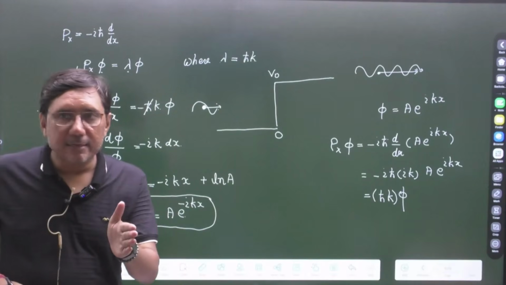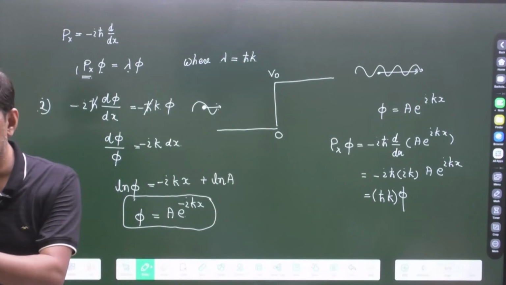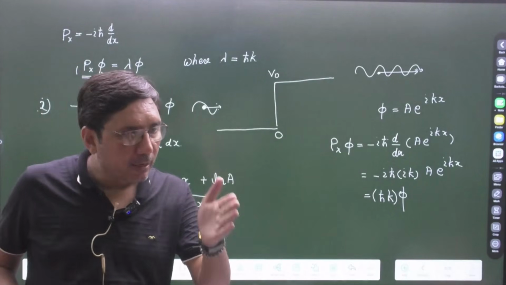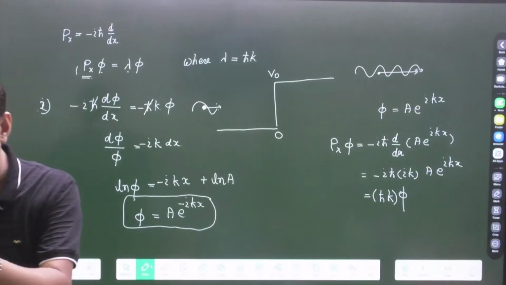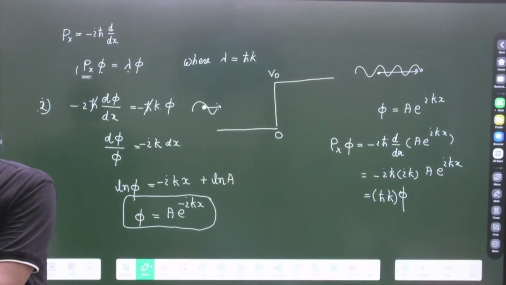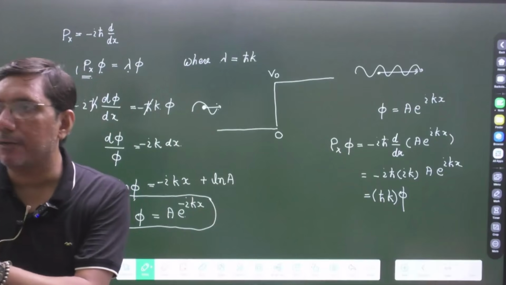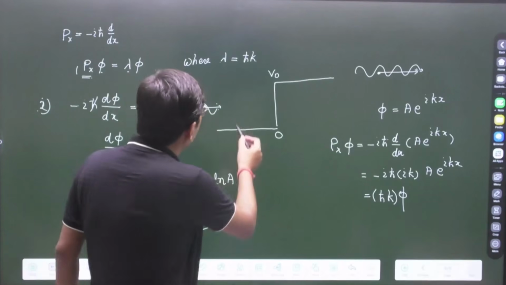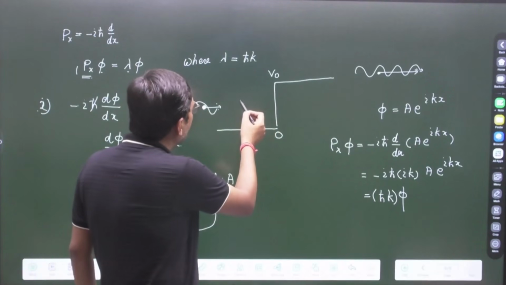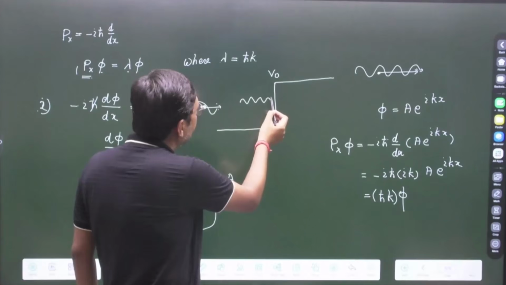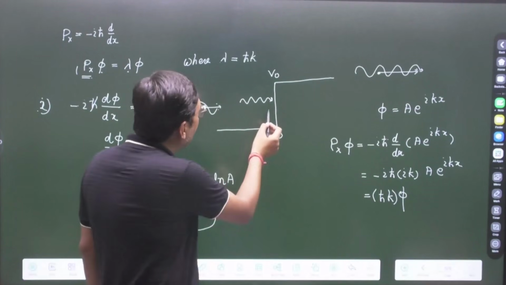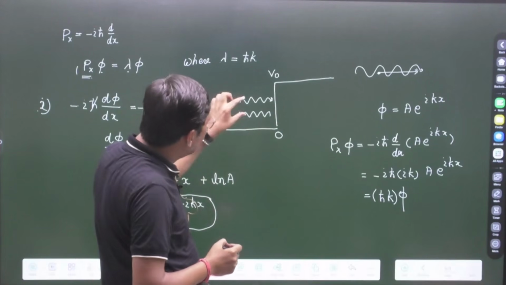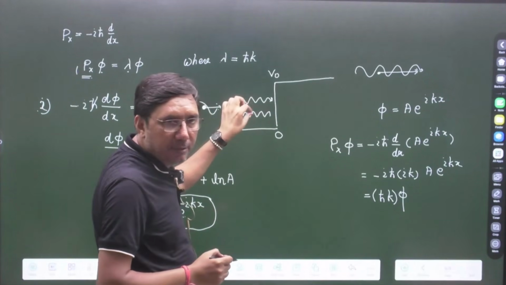Whenever a wave character observes an interface, this particular property is associated with any wave. If a wave character is observing an interface, a part of it will be reflected back, a part of it will be transmitted into another medium. So what is going to happen here? In this region, a part of the wave will be like this, that is moving in the forward direction. A part of it will be reflected back.